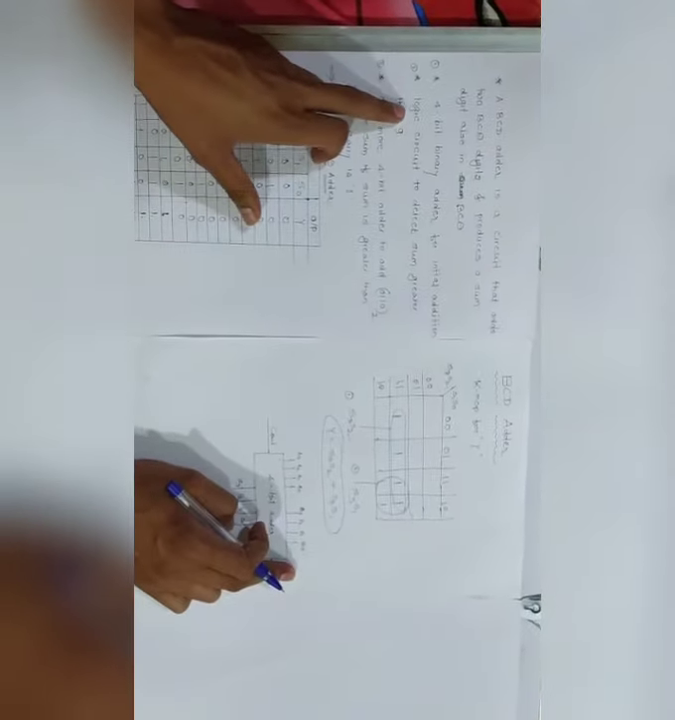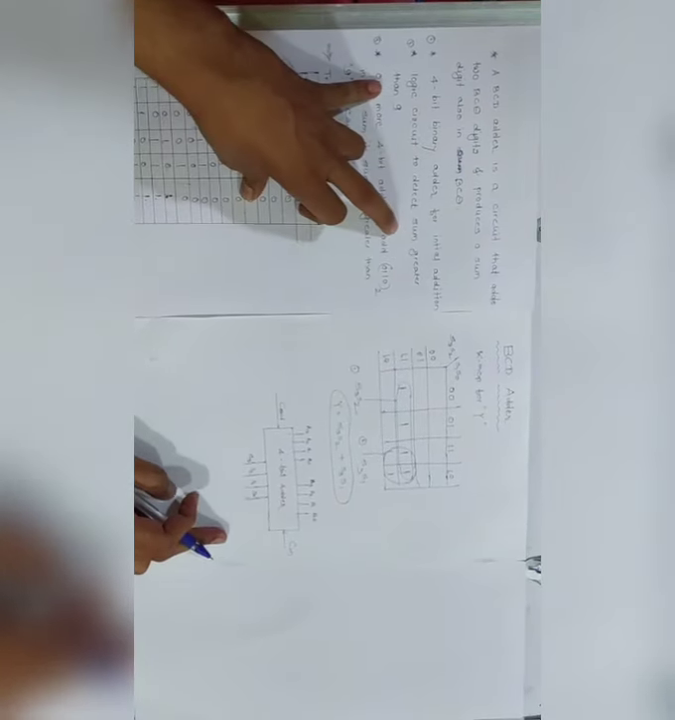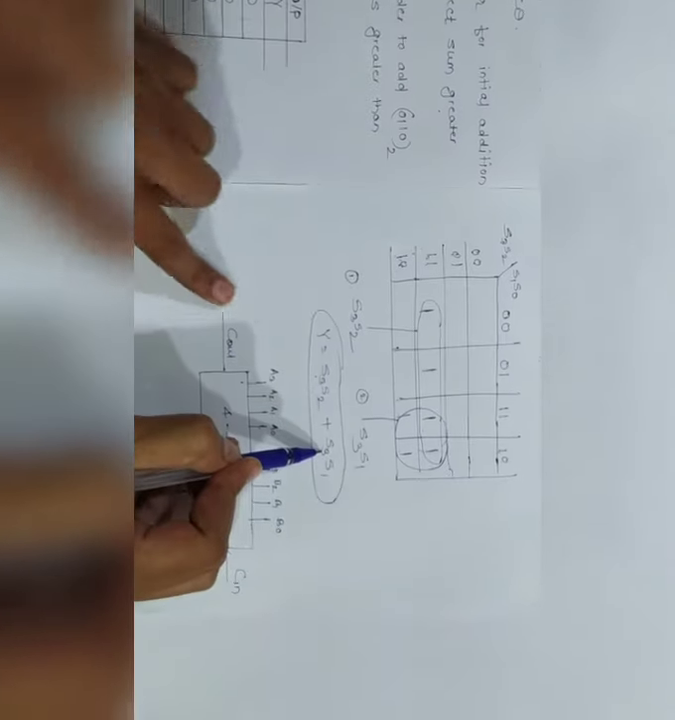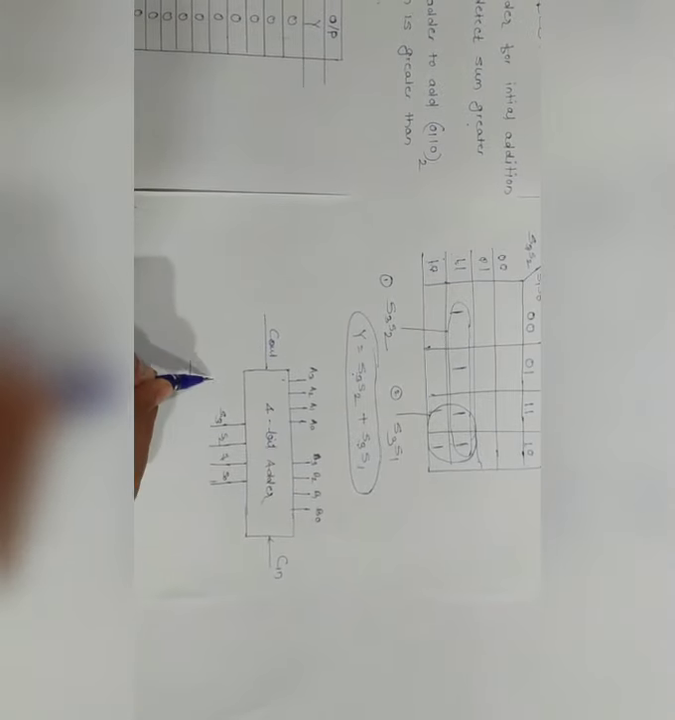Next, I want to design a logic circuit to detect whether the sum is greater than 9 or not. For this the equation is S3 into S2, that means an AND gate, and another AND gate you require here, S3 into S1. Now I am designing this logic circuit here.